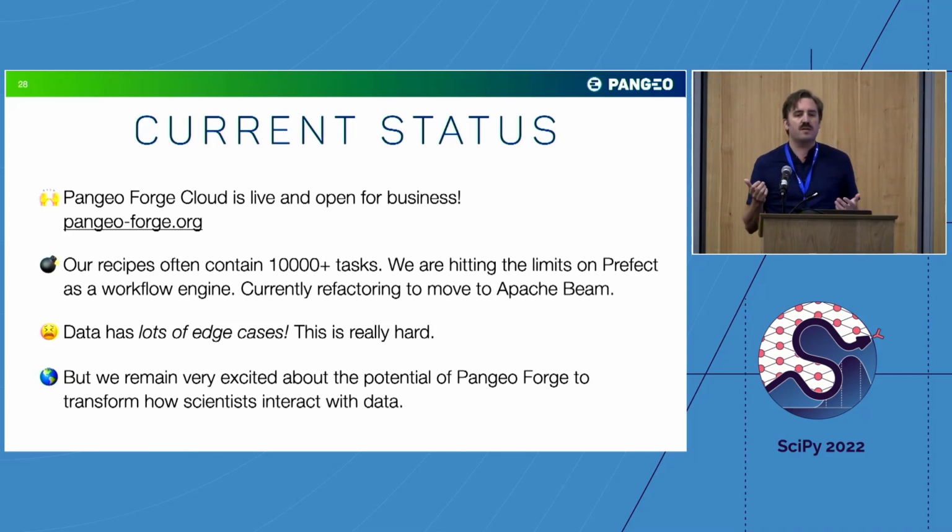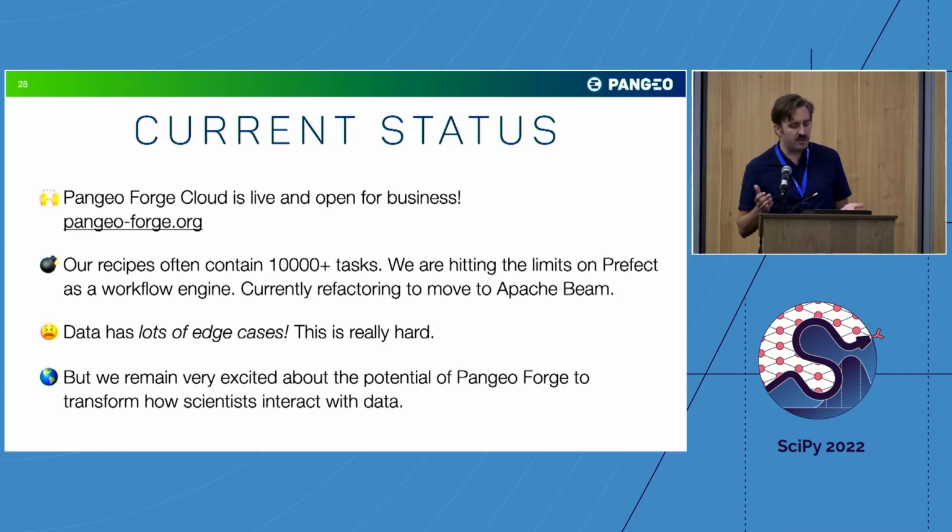These recipes often have 10,000 or more tasks. This is really just the number of files we generally have to ingest. We're currently using Prefect as our workflow engine, and we're finding it's just not really working at that scale. So we're refactoring the backend to use Apache Beam as our execution engine. We're also finding data has a lot of edge cases. Every dataset has something new that trips up our system. We're addressing those, but the scope is potentially very large.